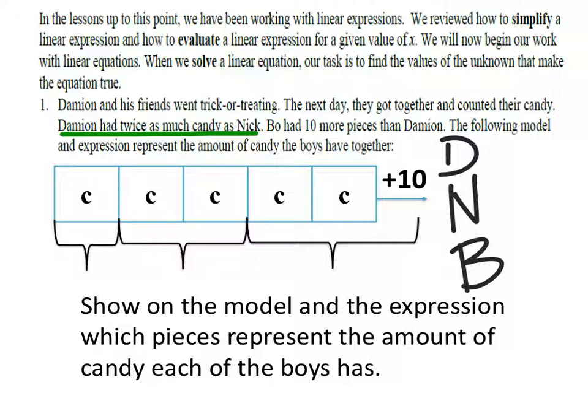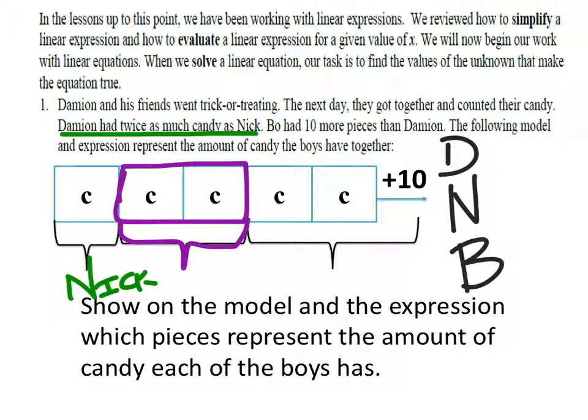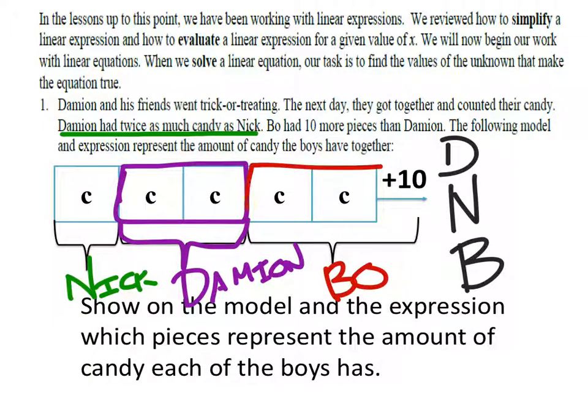So we need to show somewhere where Nick has twice as much candy. How much did Nick have? It doesn't say anything about Nick other than in relation to Damien. So which of these would represent Nick? Excellent, this one right here would represent Nick. And this part of the model includes 2 C's, so that would have to be Damien. By the process of elimination, this is Bo, who has as much as Damien, shown right here, and in addition 10 more, which is what it says right here.